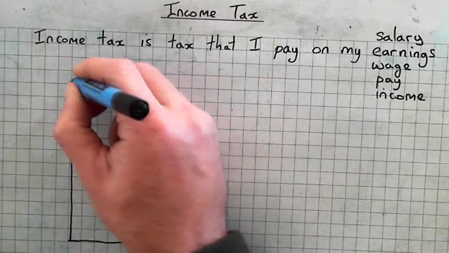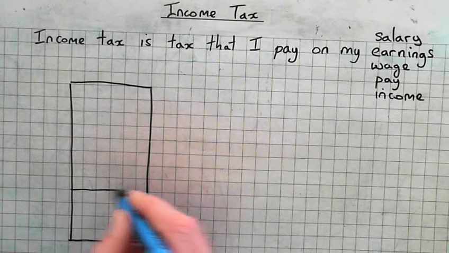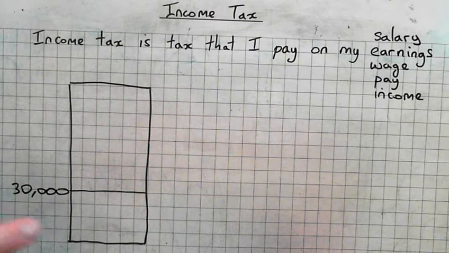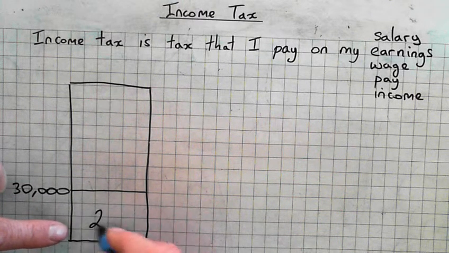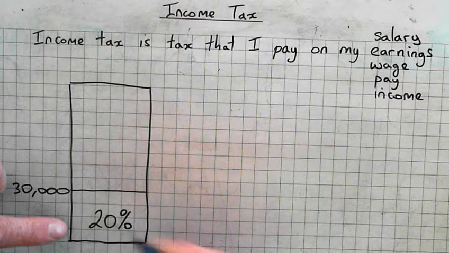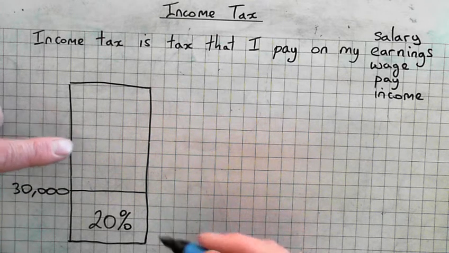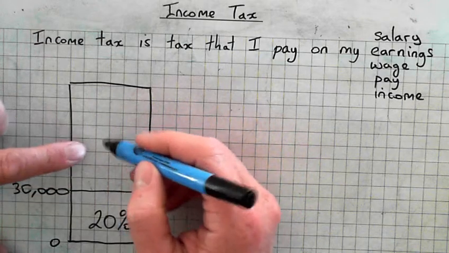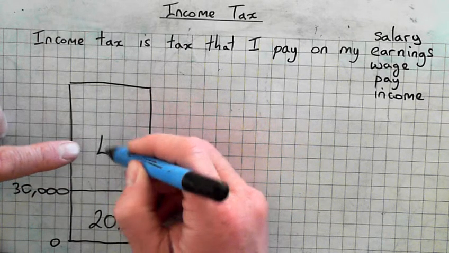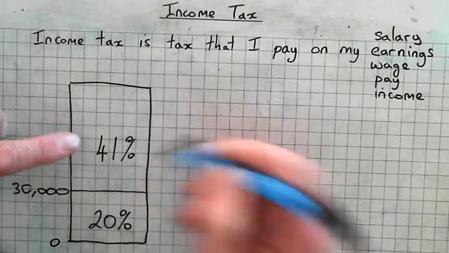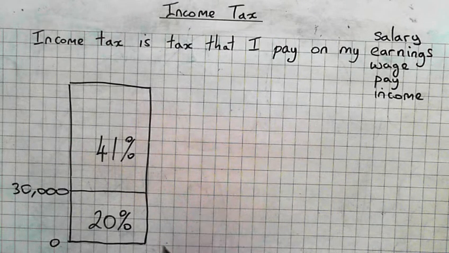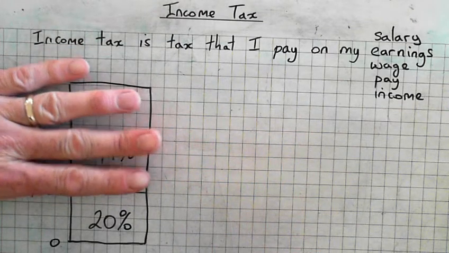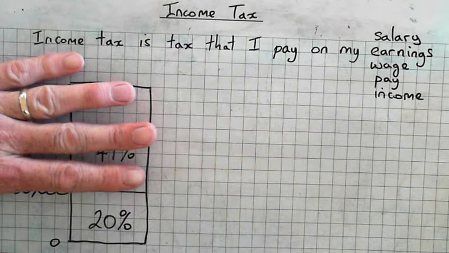What did we say the standard rate cut-off point was again? 30,000. Now I'm going to put 20% in here, and I'm going to put 0 to 30,000. What was the other percentage up here? 41%. Alright, so watch this. If I earn 30,000 or less, I calculate my tax at 20%.